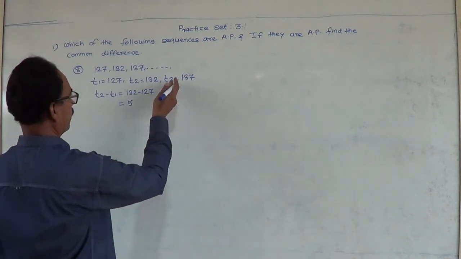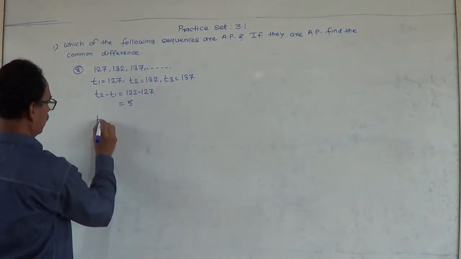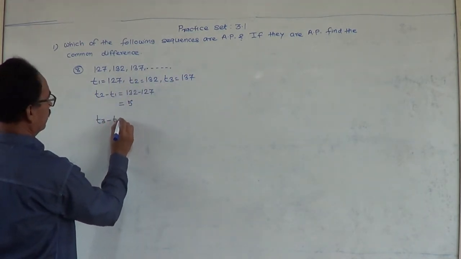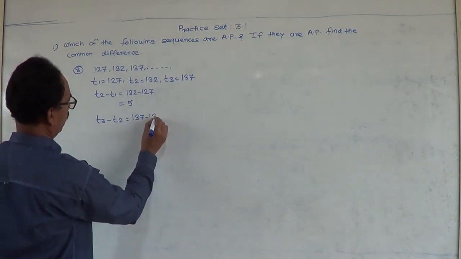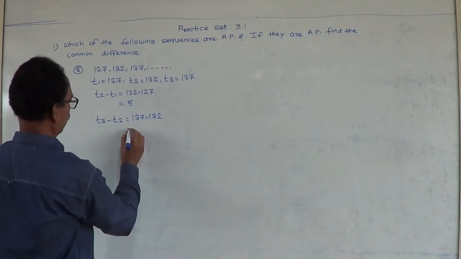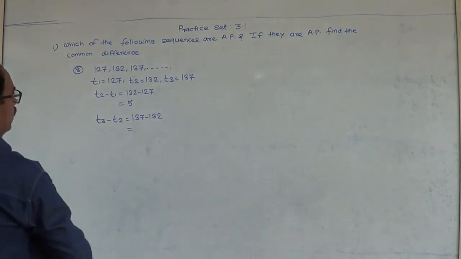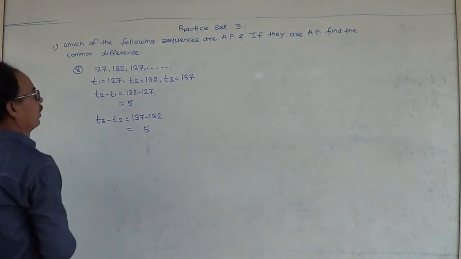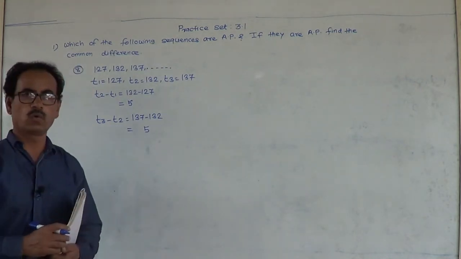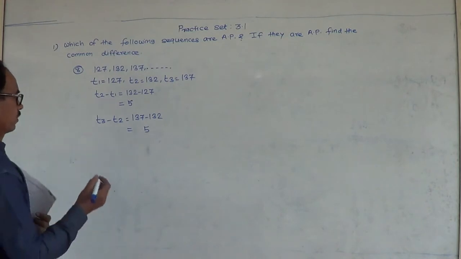Again take the difference between T3 and T2. T3 minus T2, we will get 137 minus 132. Again we will get the answer 7 minus 2, that is 5. So here also the difference between 2 consecutive terms is constant.